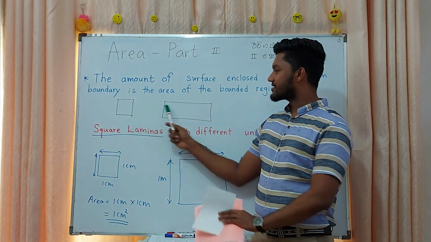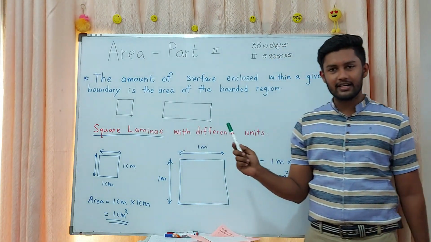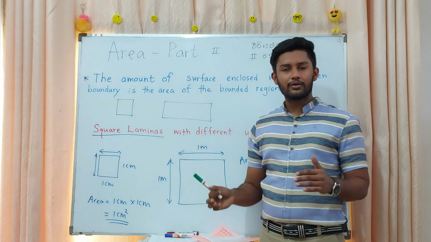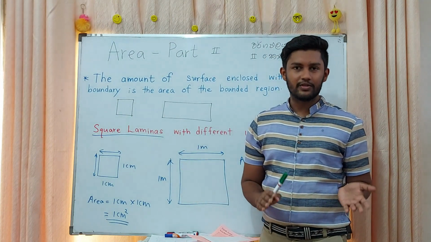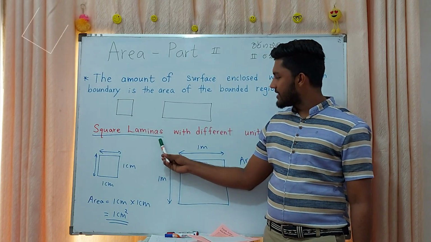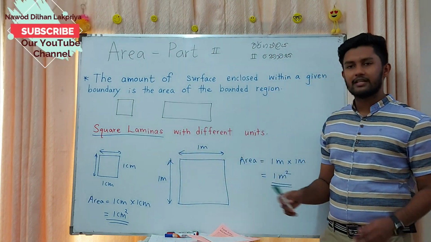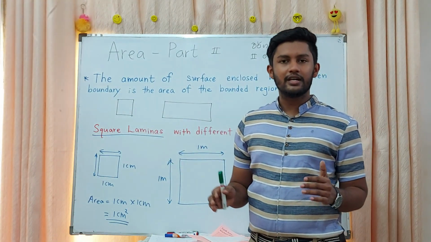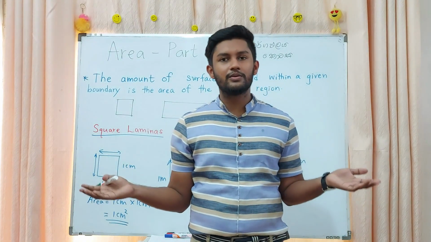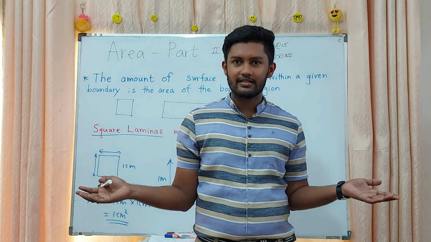When we get a square and a rectangle, we learn how to get the area of those shapes. Square laminas with different units. Yes, can you remember the units we use to measure length?